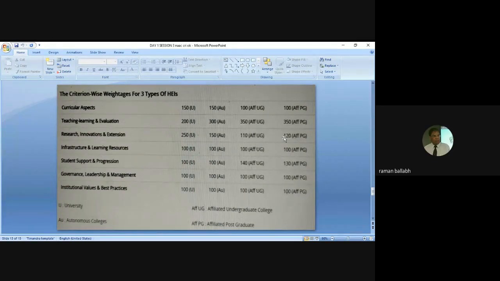So now, I just wanted to highlight two things. First, these are the 7 criteria. Second, out of these 7 criteria, different types of institutions have different preferences. Right?